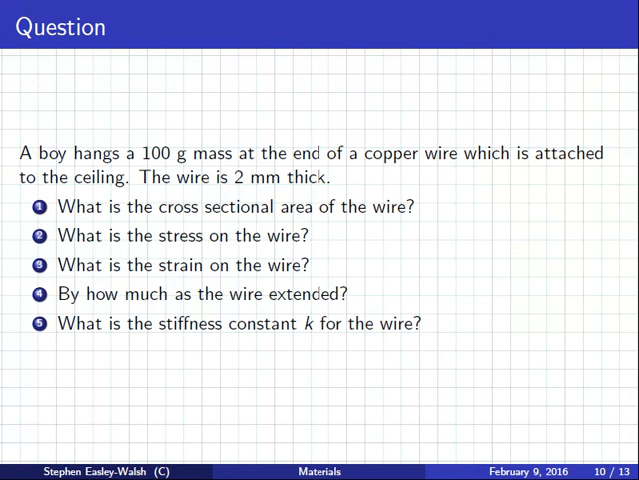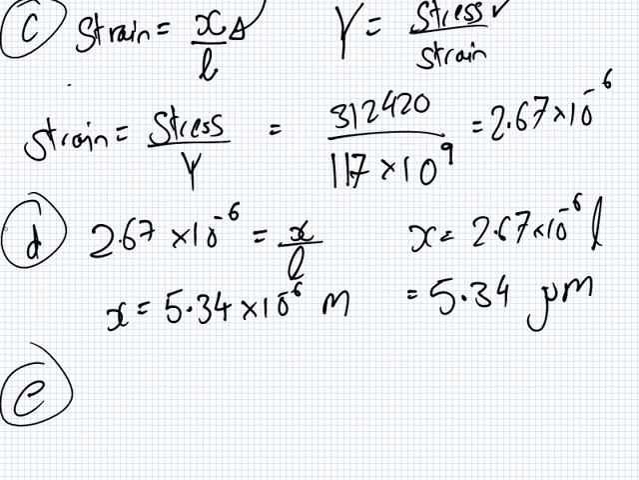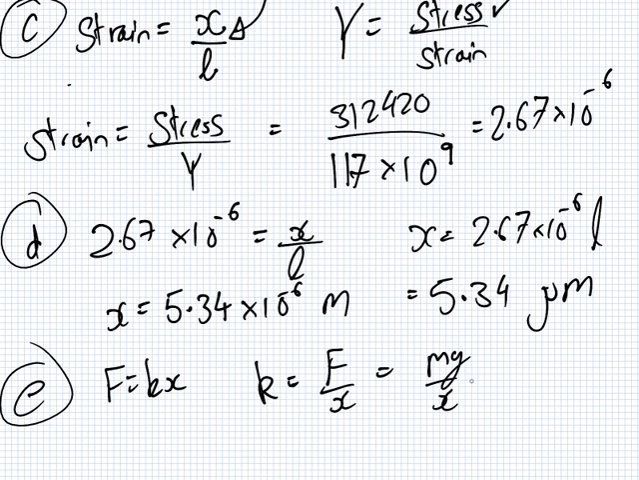Last one is what is the constant K for the wire, the stiffness constant? So what formula could we use here to get that? Micro, okay. How can I get the K? Yeah, you can use F equals KX now. So we get K equals F over X, which is mg over X. Now that we have the extension, we can work it out. So it's 0.1 times 9.81 over 5.34 times 10 to the minus 6.